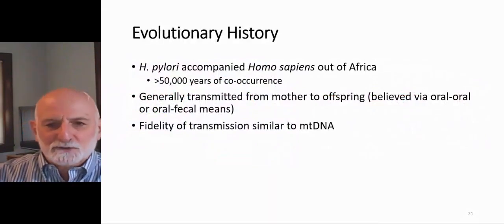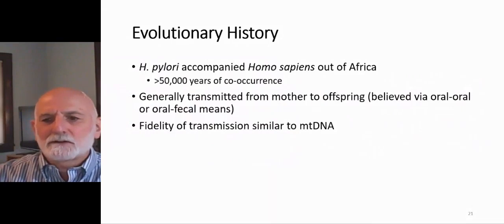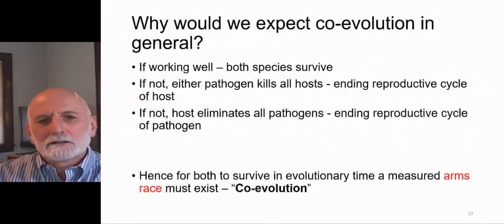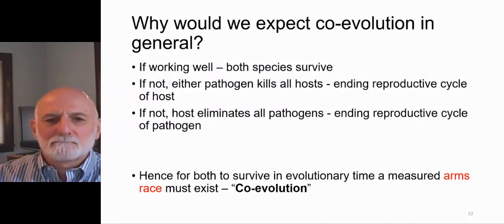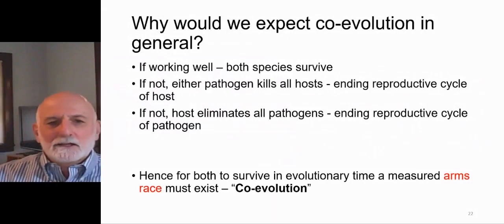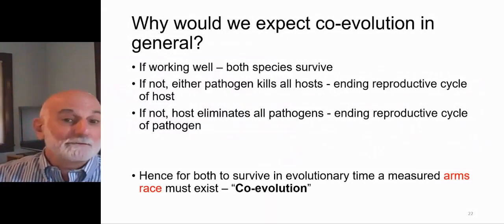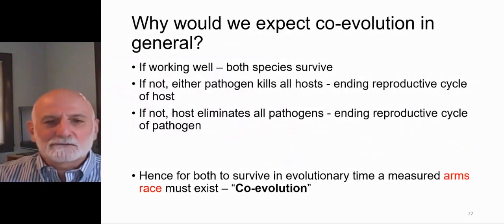So we've got this co-occurrence, so there's ample time to co-evolve. You've got this vertical transmission, oral to oral or fecal, and you've got this very, very strong fidelity going. So why would we expect coevolution in general? Think about it this way. If the species co-evolve, both species survive. So if the pathogen kills all hosts, it no longer has anyone to infect. So therefore, it's an evolutionary dead end.